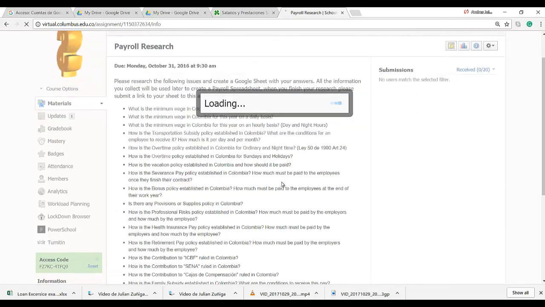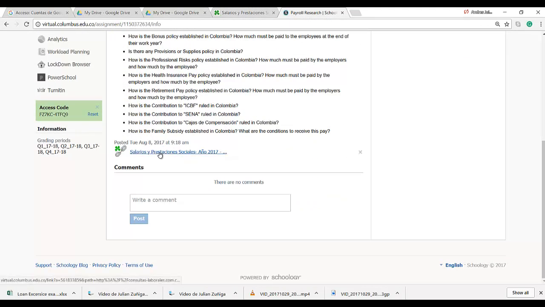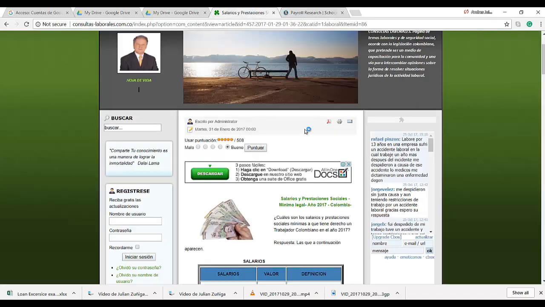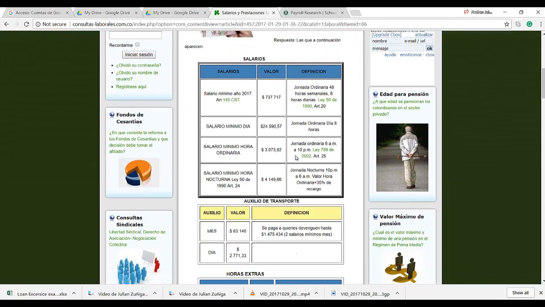And with that said, we need to establish this. So if you go to the link that shows on the assignment, it will take you to this website. Here, there is an explanation of each thing that you need to know as an employer in order to pay salaries.